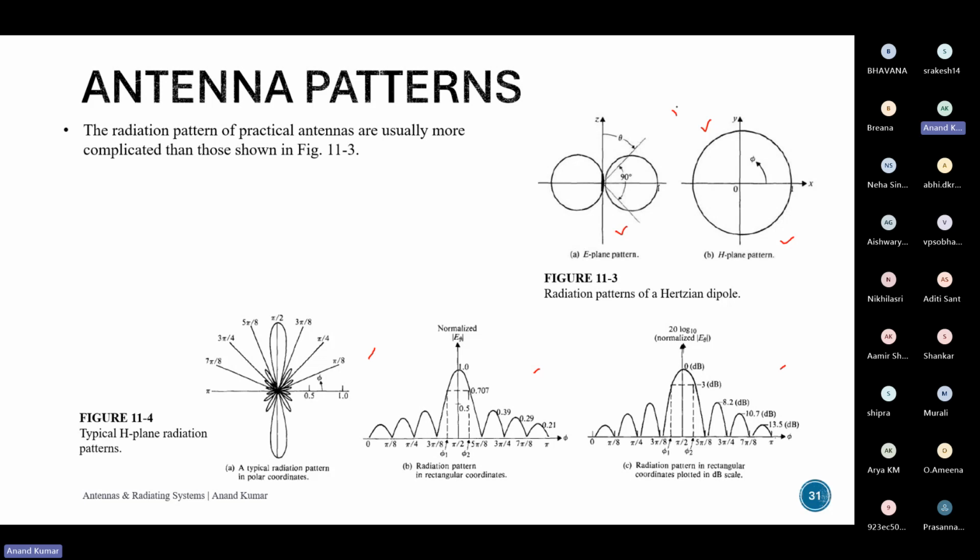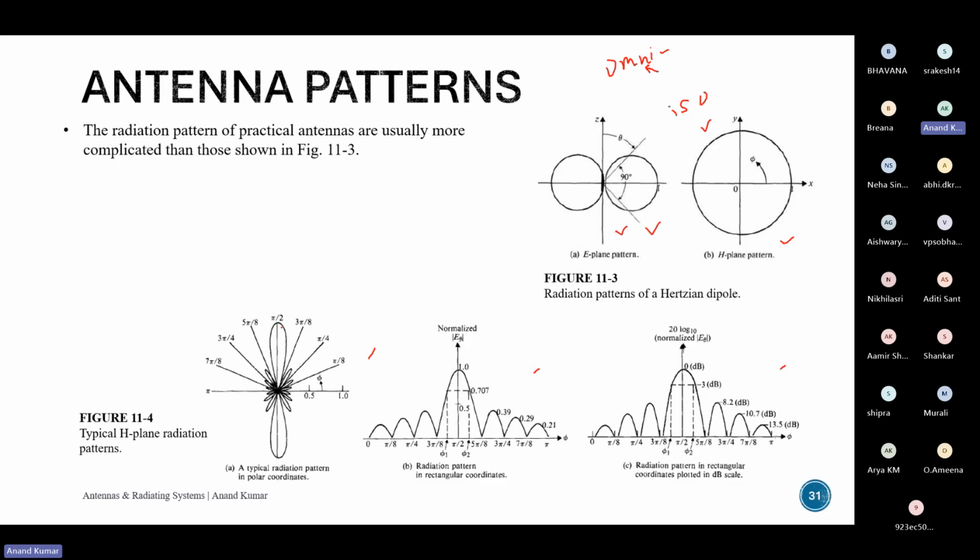So this is an example of an isotropic antenna. An isotropic radiation pattern is one where, in one of the planes, it radiates equally. An omnidirectional one radiates equally in all directions, and an isotropic antenna radiates equally in at least one plane. This Hertzian dipole is an example of an isotropic antenna.